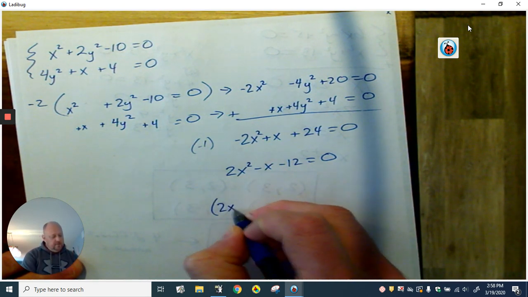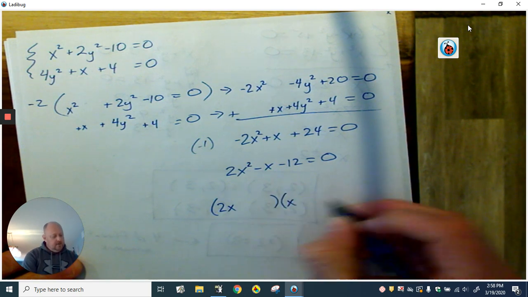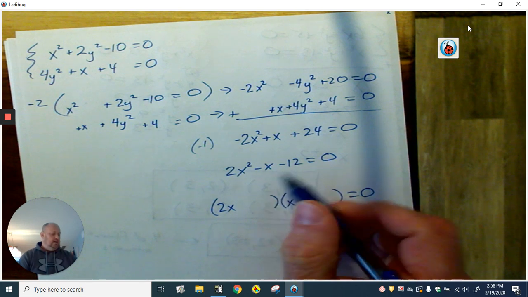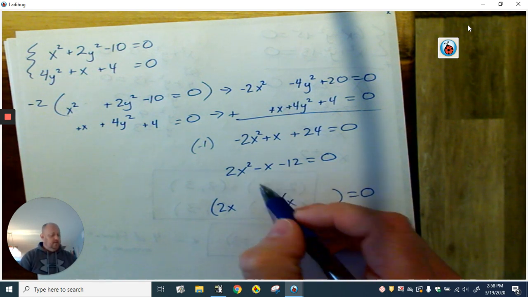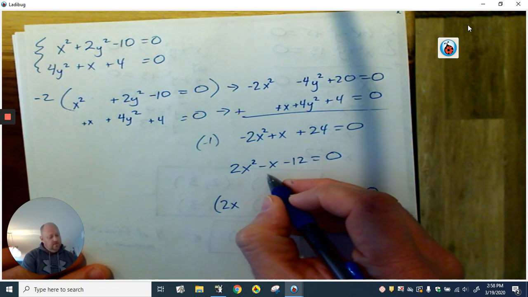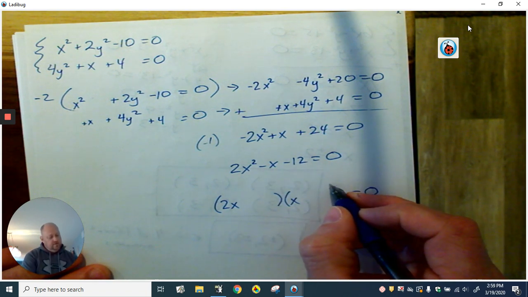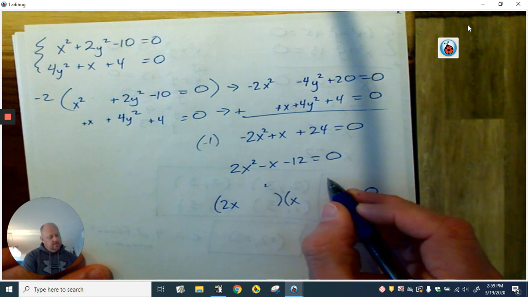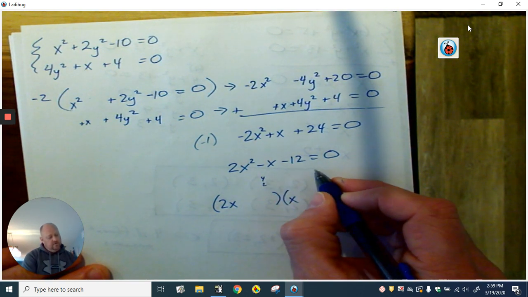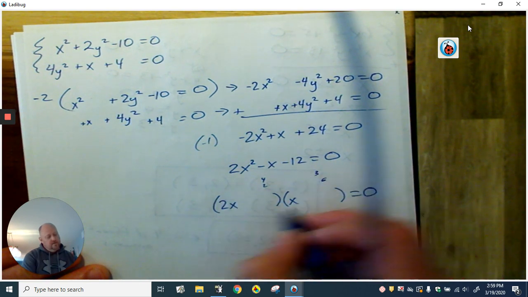I know this is going to be 2x and x. That's the only possible combination with the 2. Let's see. We have to subtract, end up with a 1. I could go 2 and 6, but that's not going to work. I'm going to guess 4 and 3. That would give me 6 and 4.